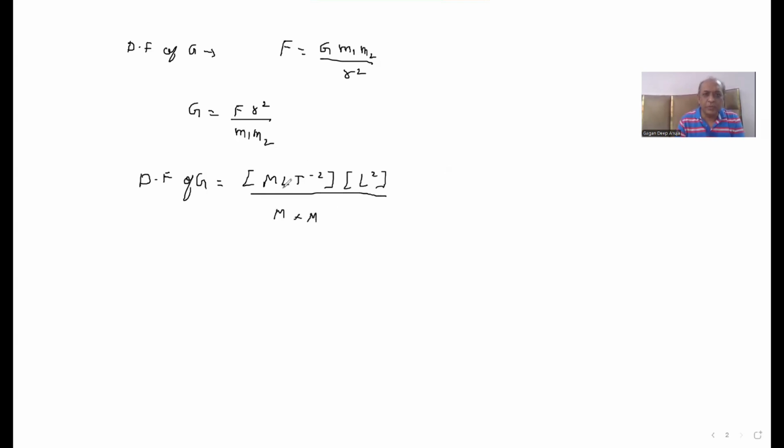That will give you M2. So if you calculate it, you can easily get M^-1 L^3 T^-2. So this is the dimensional formula of capital G.